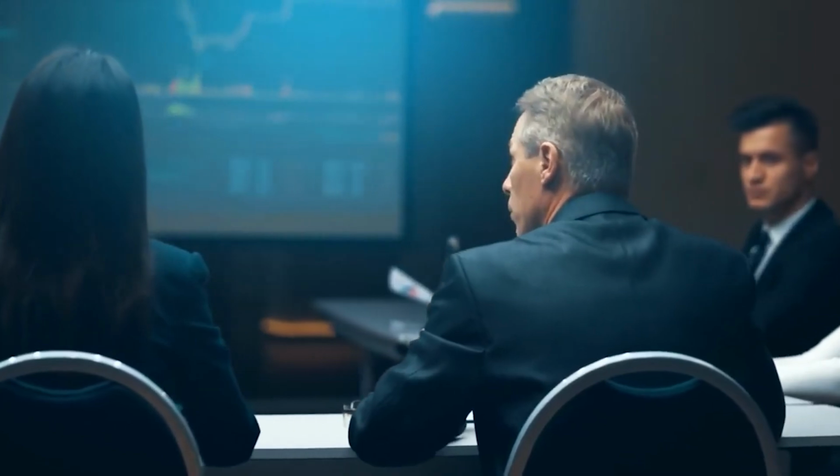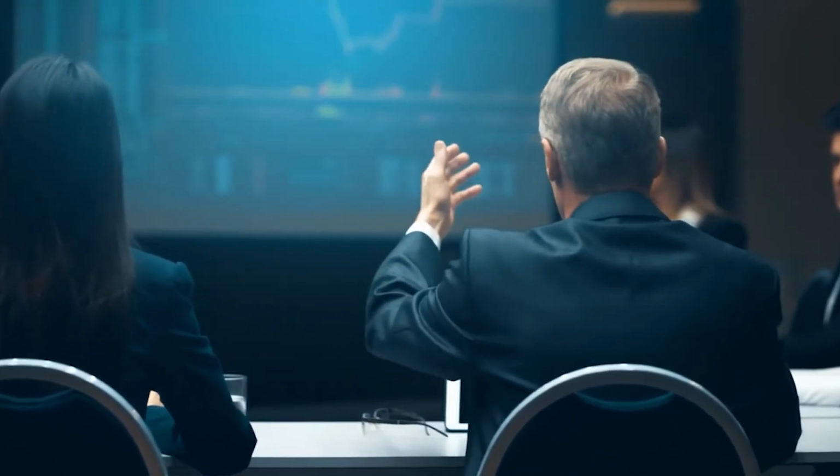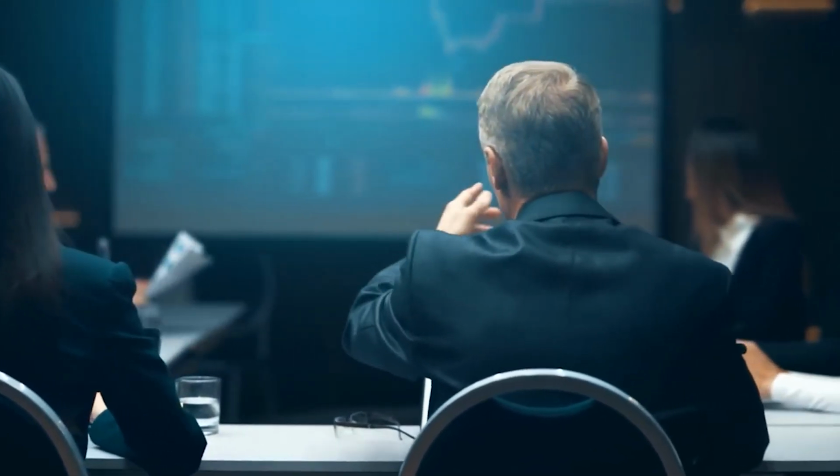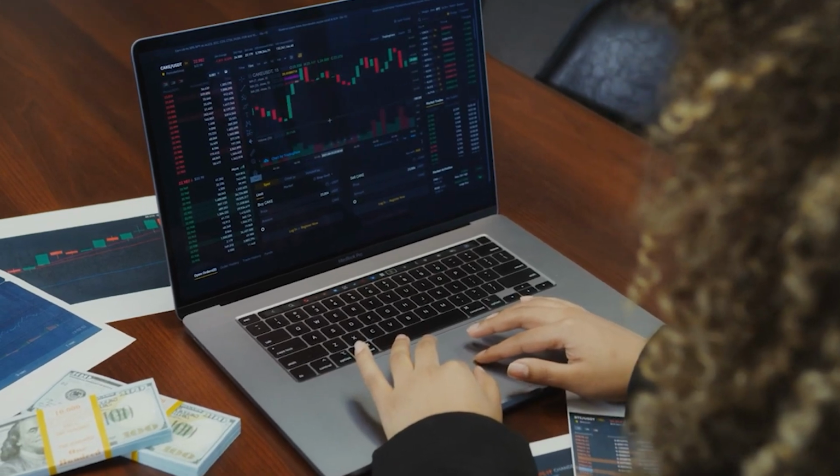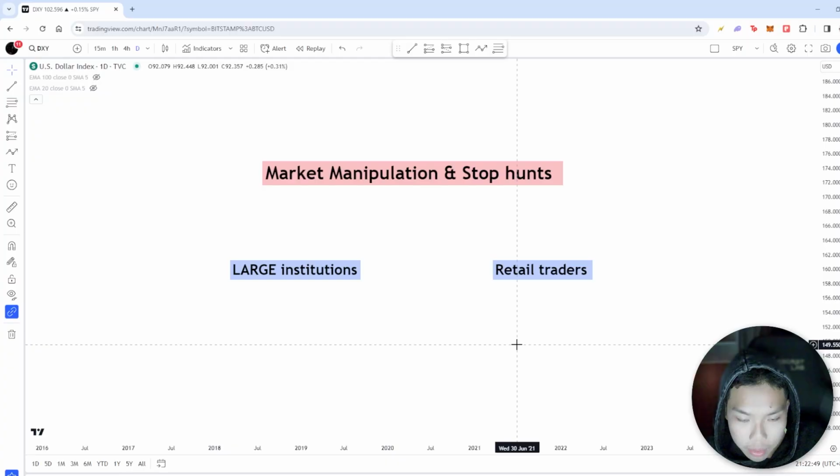Firstly, you need to understand that there are large institutions out there that can actually move the markets. But where do they get their liquidity from? Yes, the retail traders, you and I. So in order for the large institutions to get their order in, they will move prices to where the retail traders' stops are resting, forcing a fake out before moving price in their intended direction. This is the process of market manipulation and stop hunts.